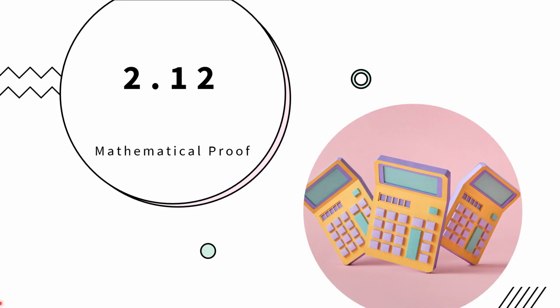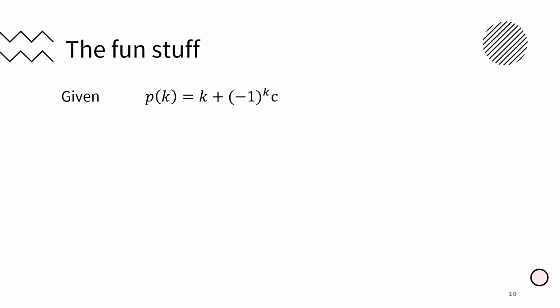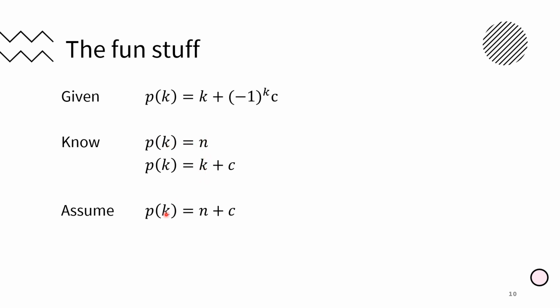So let's do some math to figure out what is going on. We are given the function p of k equals k plus negative 1 to the k times c. And from what we know from the textbook, we know that p of k equals n and p of k equals k. So another way to think about this is k equals n. So we can just plug n into k. So we're basically assuming that p of k equals n plus c. Fun.